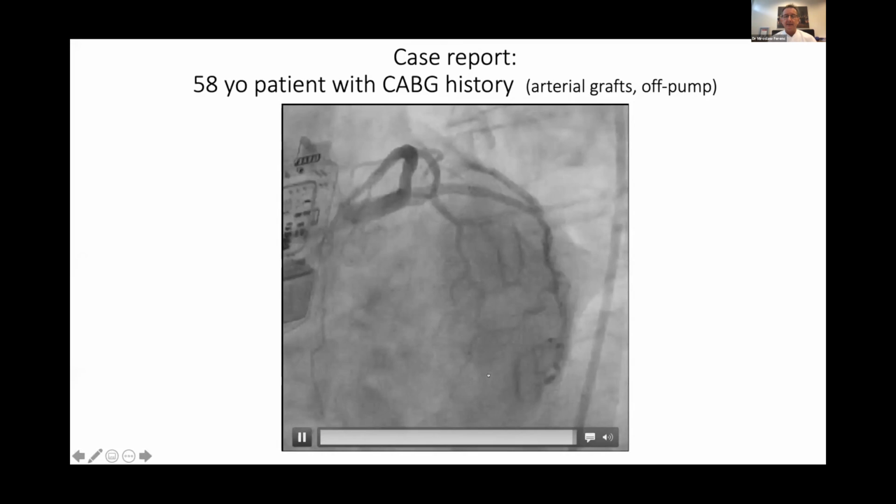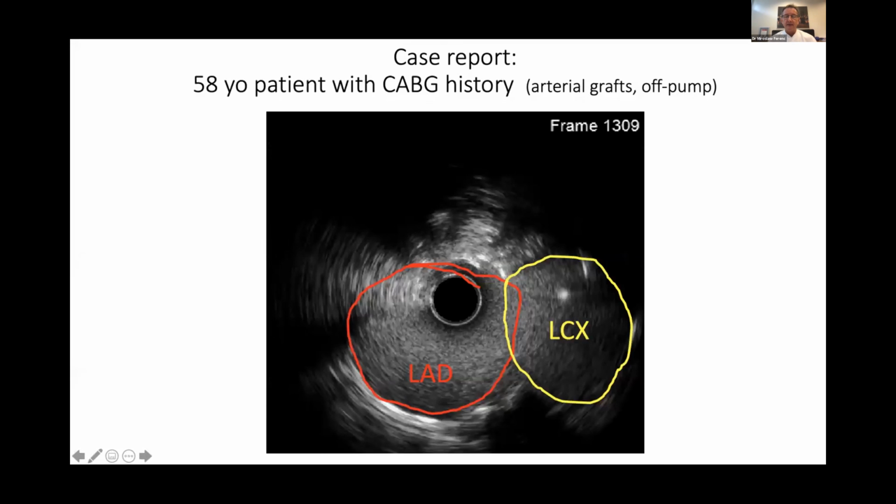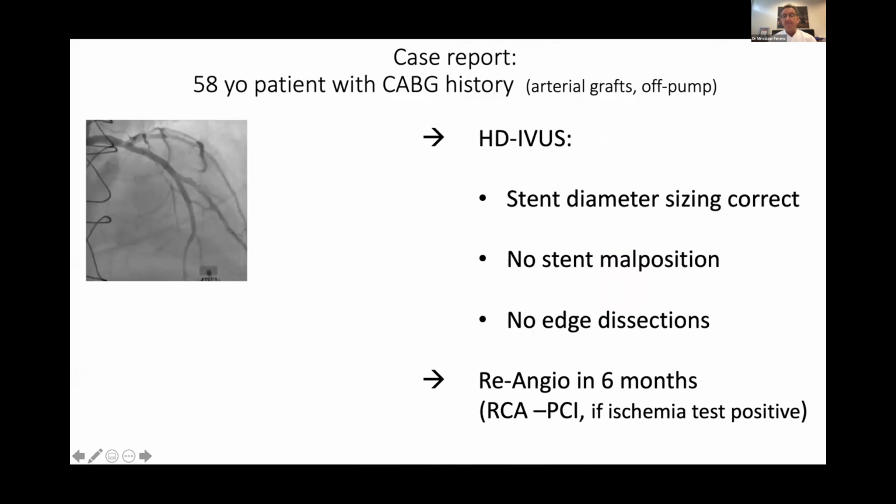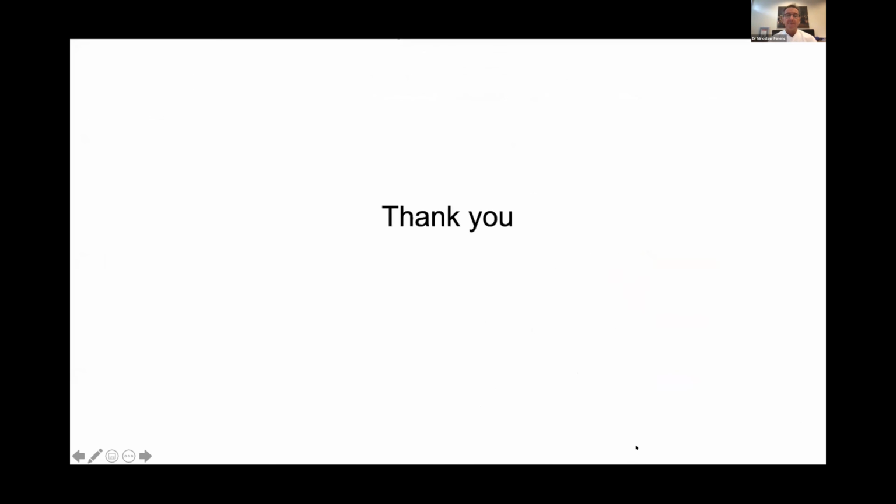And finally, in IVUS, it was really nicely shown, a good bifurcation area and perfect open distal left main. So this patient will come for re-entry in 6 months. Thank you so much.